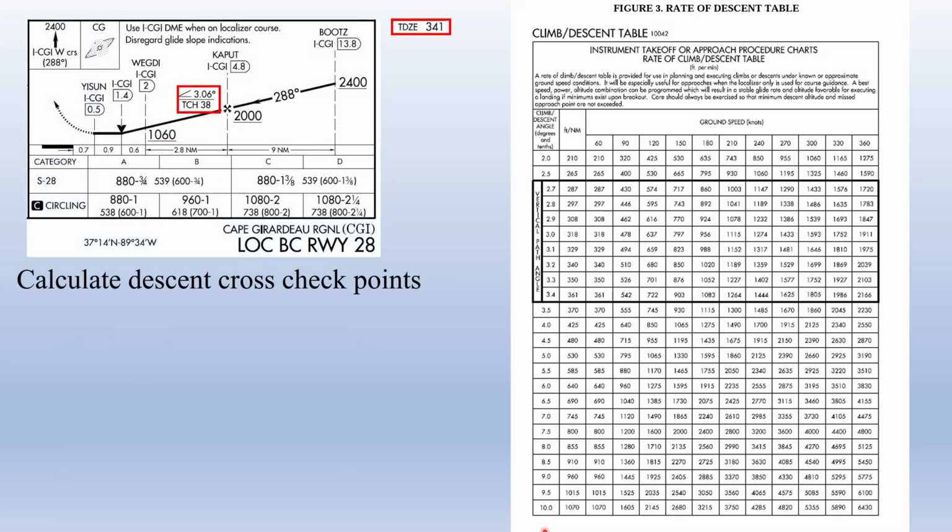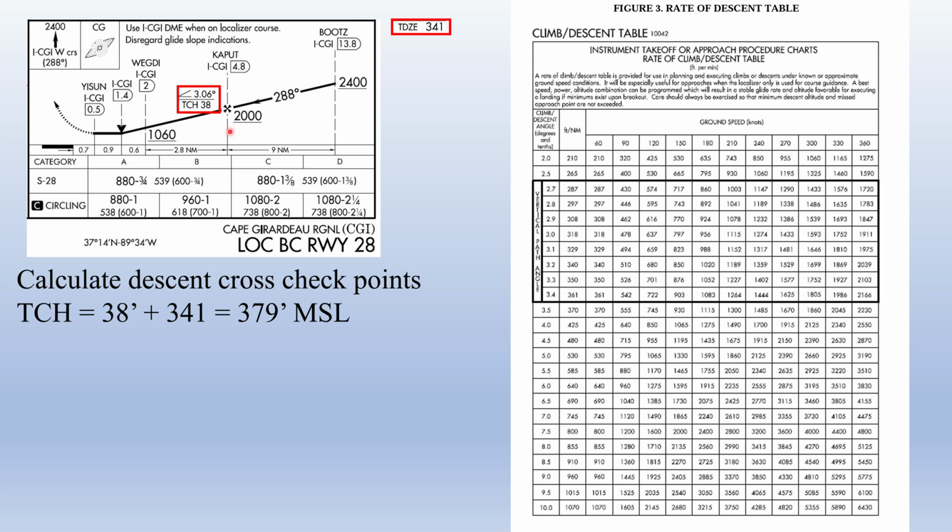So the next thing we want to do is calculate our descent cross-check points. The first step in doing that is determining what this threshold crossing height is going to be as an altitude: what altitude is our altimeter going to read if we cross the threshold 38 feet above the threshold. All we need to do to figure that out is add this 38 feet to the touchdown zone elevation for that runway. The touchdown zone elevation is 341 feet. That's what our altimeter would read if we're sitting on the end of the runway there. So we add those two together, and we come up with 379 feet MSL. That's what our altimeter will read if we cross the threshold at 38 feet above the threshold if we stay on this calculated path.